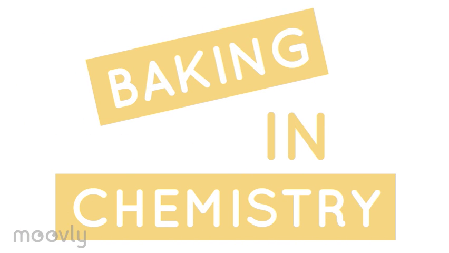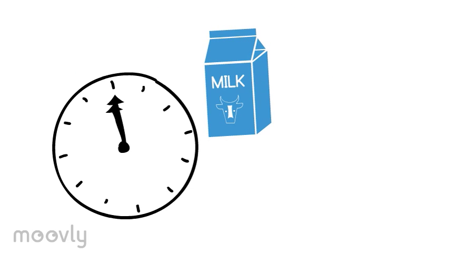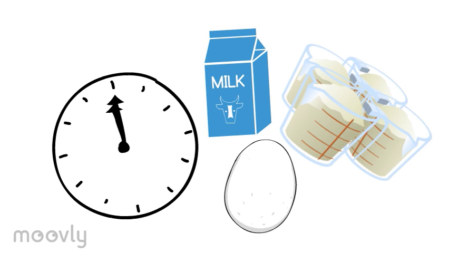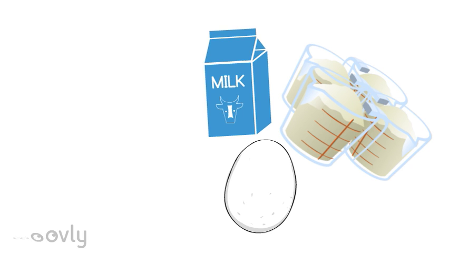Baking and chemistry go hand in hand. Both chemistry and baking require precision in terms of timing and ingredient measurements, which then results in a myriad of chemical reactions. So let's start off by focusing on the various types of ingredients we use while baking.